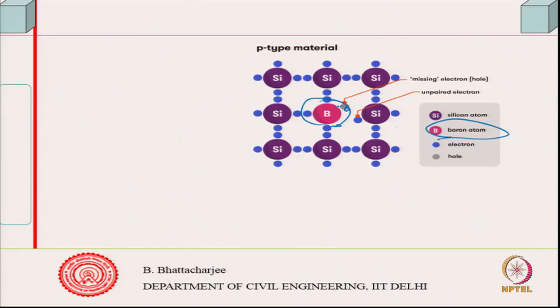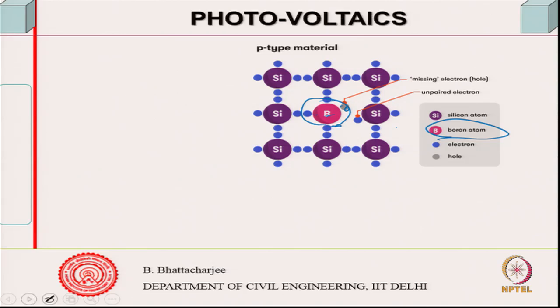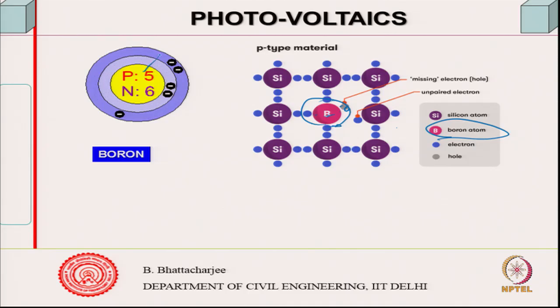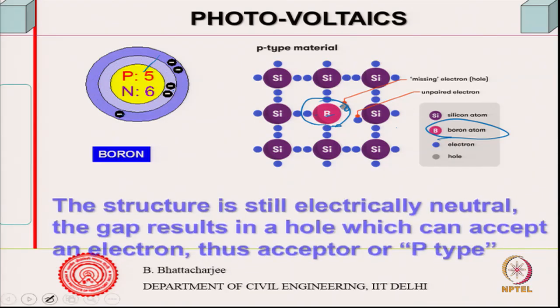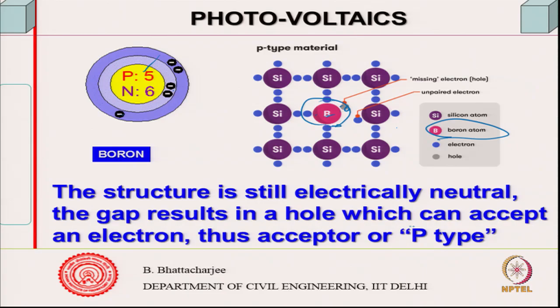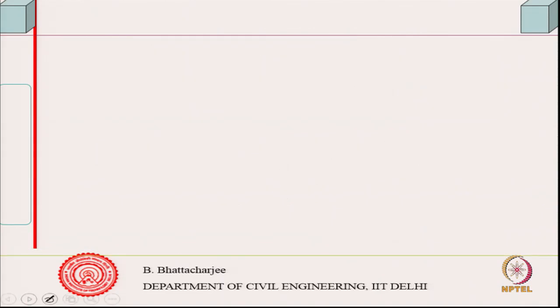The system is electrically neutral, because the number of protons and the number of electrons are matched, they are the same. So, there is no problem. Boron has atomic number 5, so 1, 2 and 3 there. I mix this in, and the gap results in a hole, that means there is a gap here. So, 1 electron possibly can come here. There is a gap, because otherwise it was all 4, 4, 4, and here suddenly there is 3.